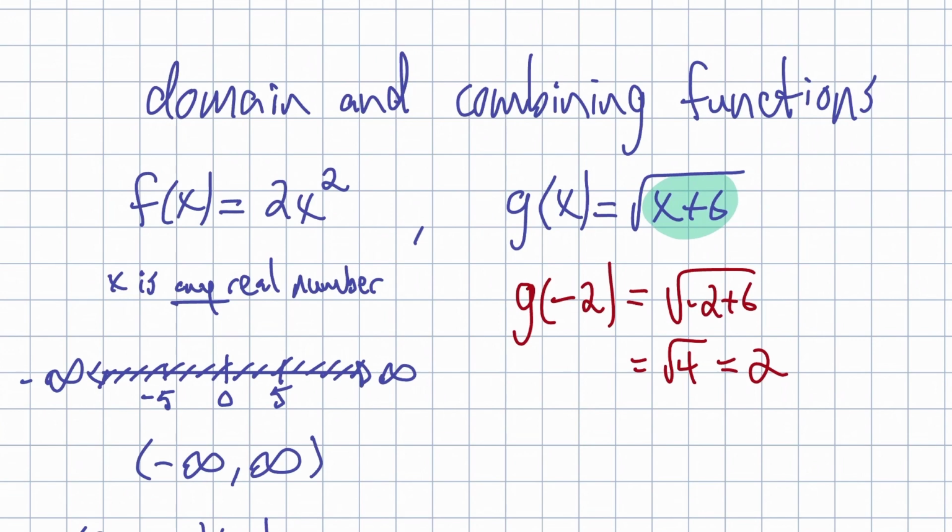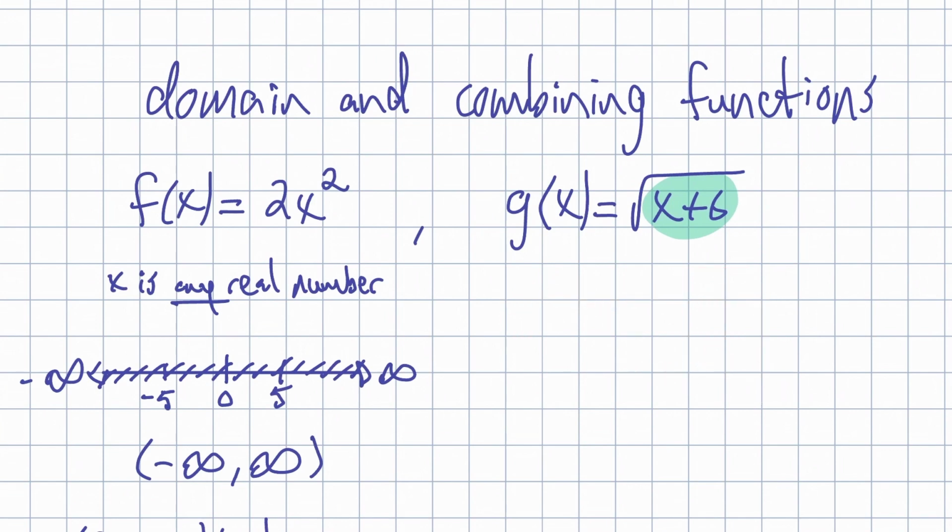But if you pick the right number, like, say, negative 7, then it doesn't work. Let me erase that. If you pick negative 7, so g of negative 7, okay, well, you're going to have the square root of negative 7 plus 6, and negative 7 plus 6 is negative 1, so you have the square root of negative 1.